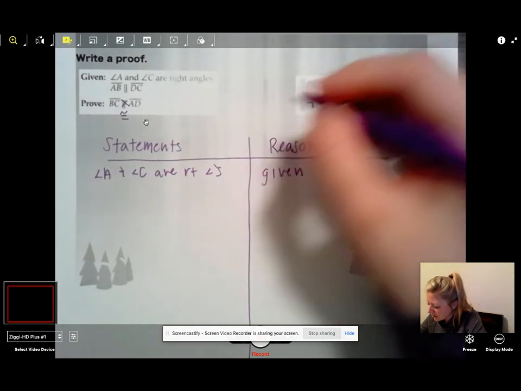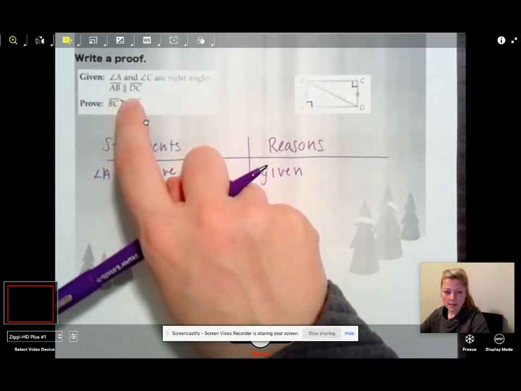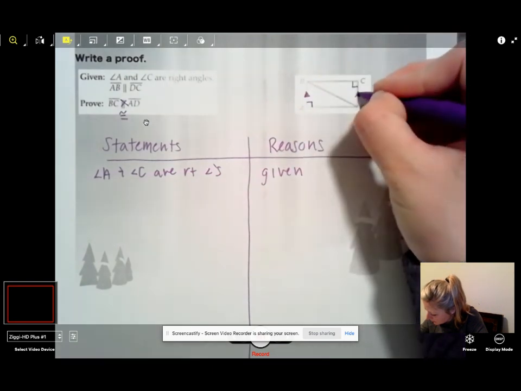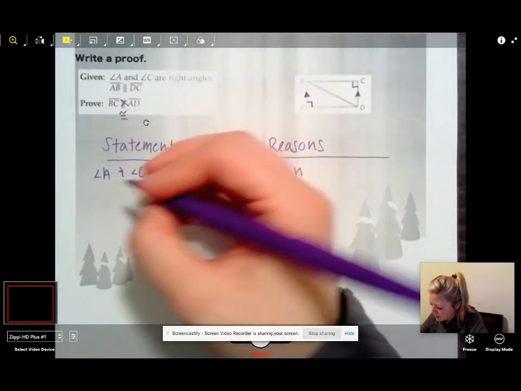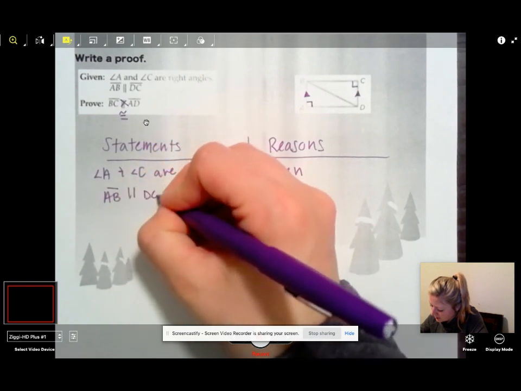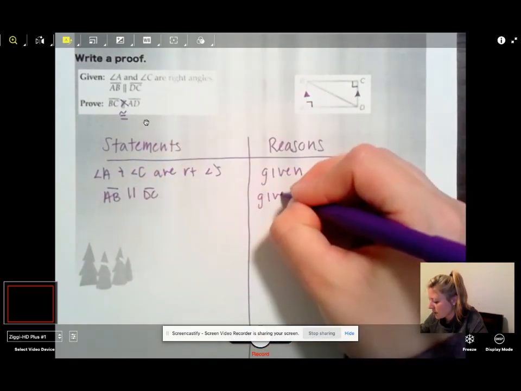And then they also tell us, remember those straight up and down lines mean that they're parallel. So now AB is parallel to CD. AB is parallel to DC, given.